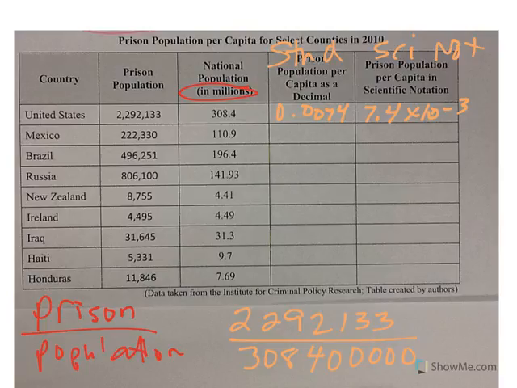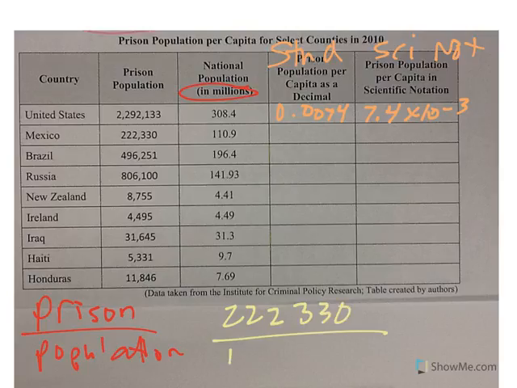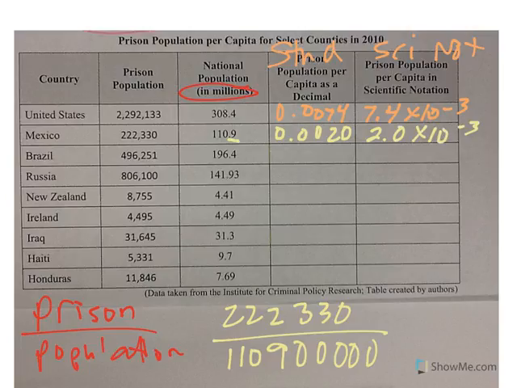Okay, so I want you to go through that process. Let's do Mexico together again, and then I'll have you try the rest. For Mexico, we take 222,330 and we divide by 110. Now I need 6 decimal places. So 1, 2, 3, 4, 5, 6. And when I divide those numbers, I get 0.0020, which becomes 2.0 times 10 to the negative third.